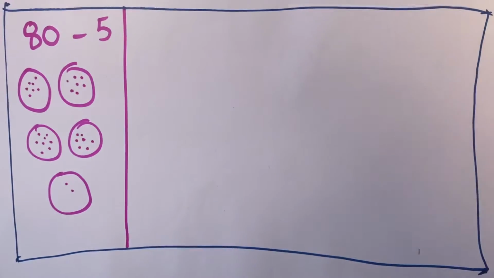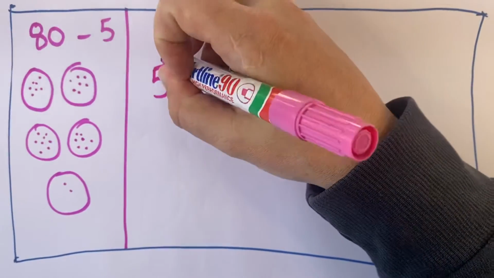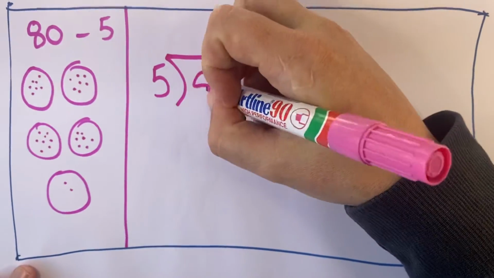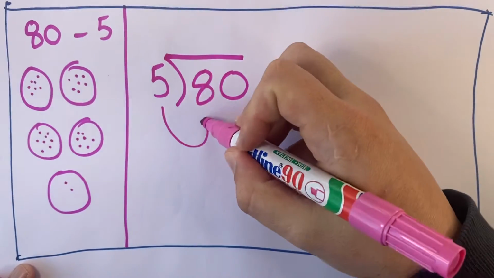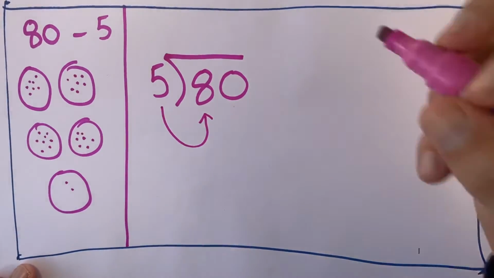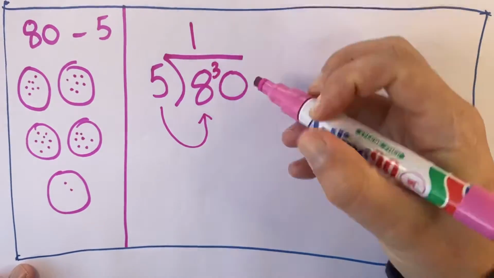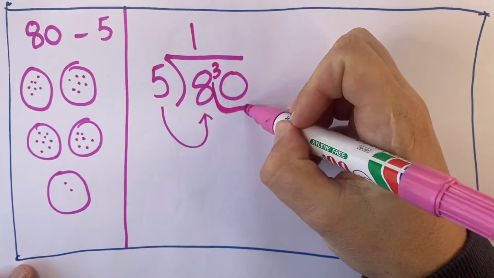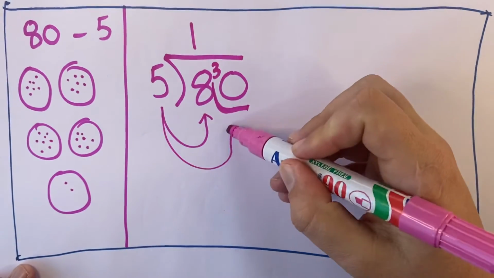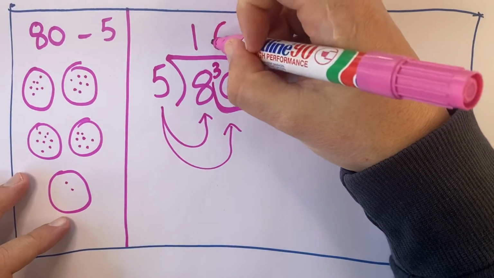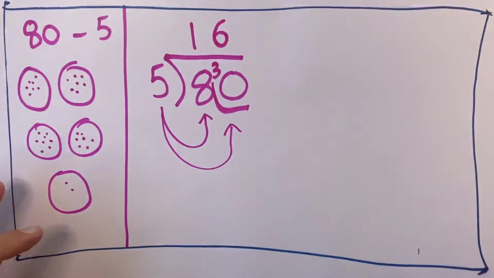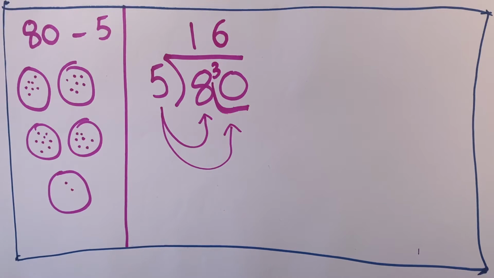Another way we can do it is by using the algorithm. So I show it like this. Okay, so we ask ourselves, how many times does 5 go into 8? Well, it fits once with 3 remaining. So the 3 remaining comes over here and this creates 30. We ask ourselves, how many times does 5 go into 30? 5, 10, 15, 20, 25, 30. So 6. So each person will receive 16 football cards. So if I shared 80 football cards amongst 5 students, each student would get 16.